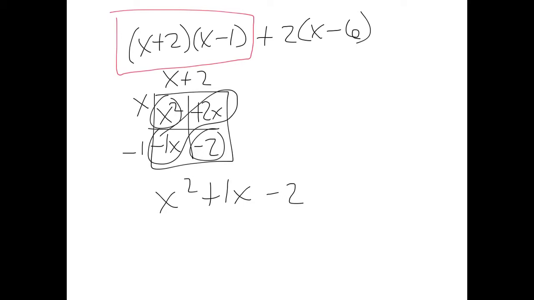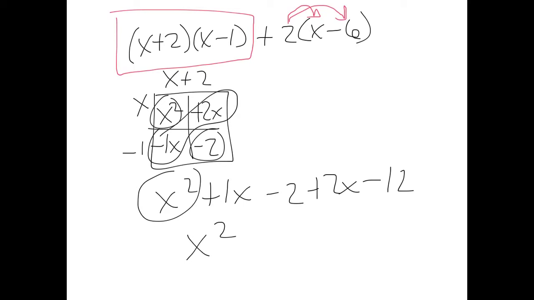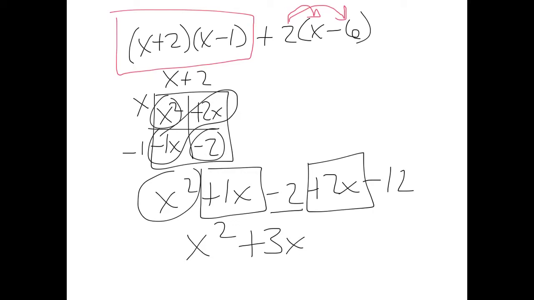But then I still have to finish this part of the problem, and this is a standard double rainbow. So 2 times x is a positive 2x, and 2 times a negative 6 is a negative 12. Then it becomes combining like terms. There are no other x squared, so that comes down. 1x combines with 2x to make 3x. Negative 2 and negative 12 is negative 14.